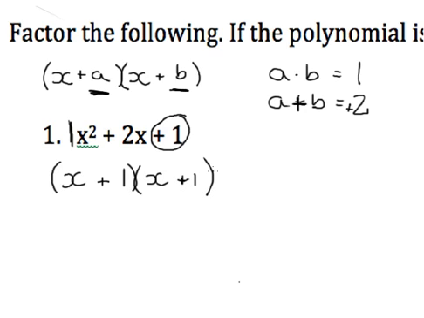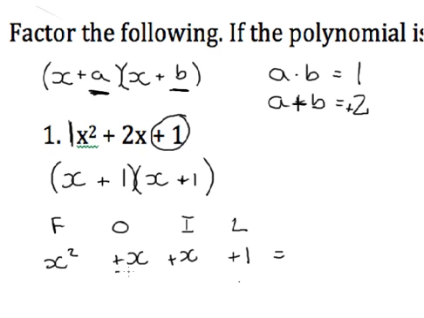We're going to check the answer by foiling it. First, outer, inner, last. My first term, x times x, is x squared. Outer, x times plus 1 is plus x. Inner, plus 1 times x is plus x. Last, plus 1 times plus 1 gives us plus 1. So collecting like terms, which are the x and the x, we have x squared plus 2x plus 1.